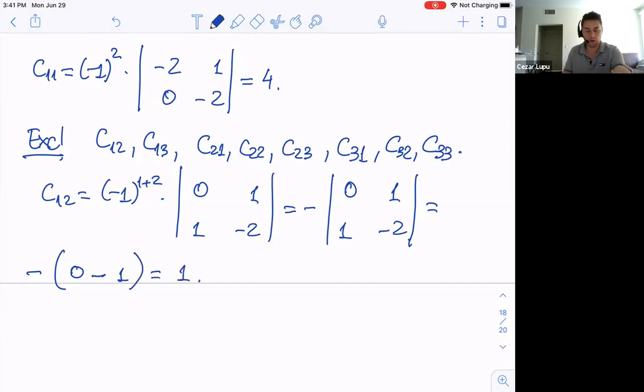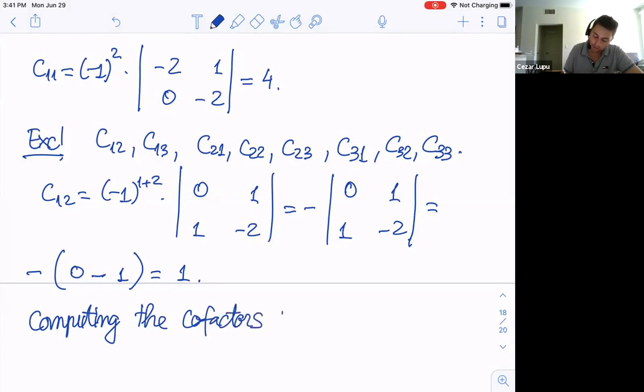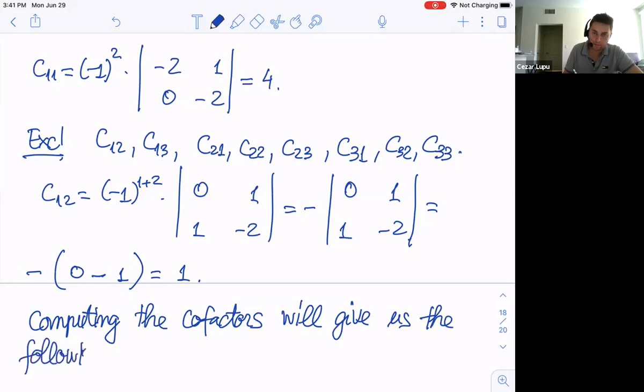Anyway, you keep doing all this, you compute all those cofactors, and once you do this, you're going to transpose the matrix obtained. Computing the cofactors will give us the following matrix of cofactors.